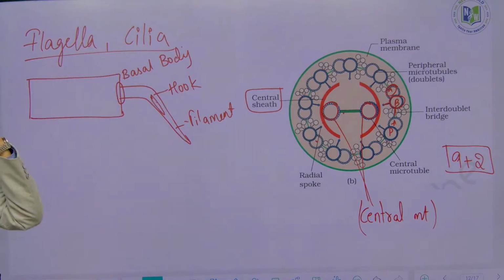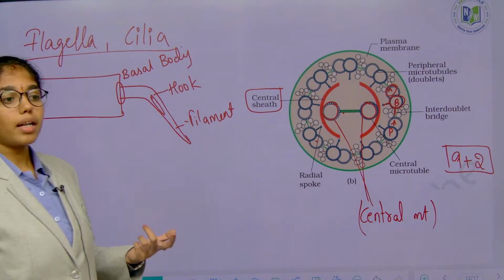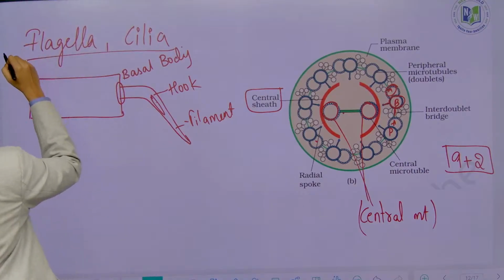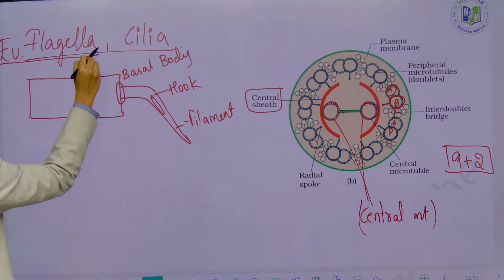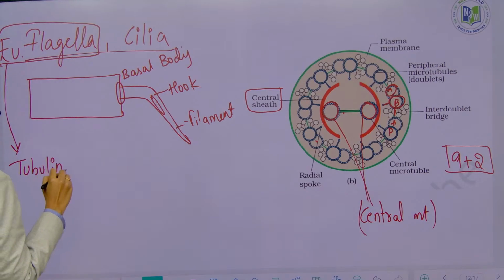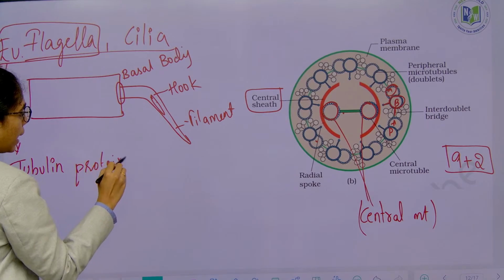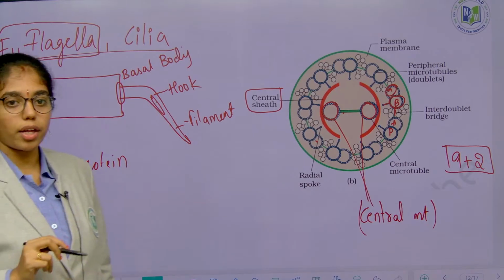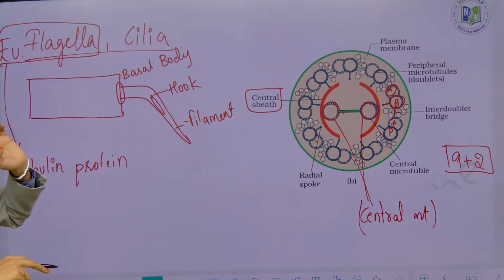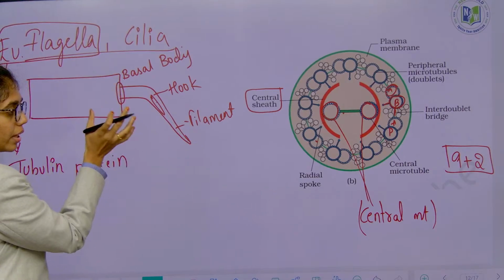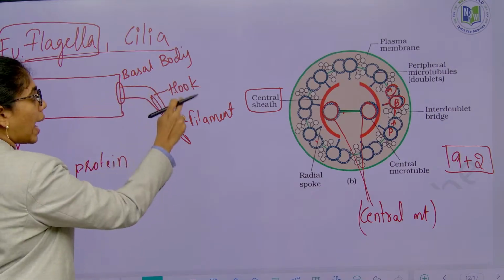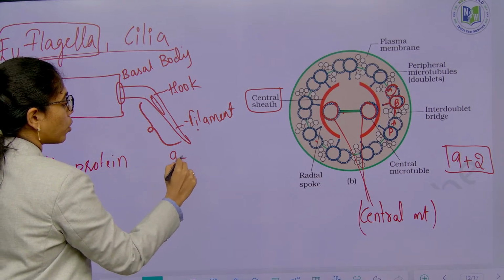Clear till here? Now in the flagella part, prokaryotic flagella is made up of a protein known as flagellin. Likewise, eukaryotic flagella is made up of the protein tubulin. Prokaryotic flagella has 9 plus 0 microtubular arrangement. Here it has 9 plus 2 microtubular arrangement. One more point to be added. With respect to components of flagella, hook and filament will have 9 plus 2 microtubular arrangement.